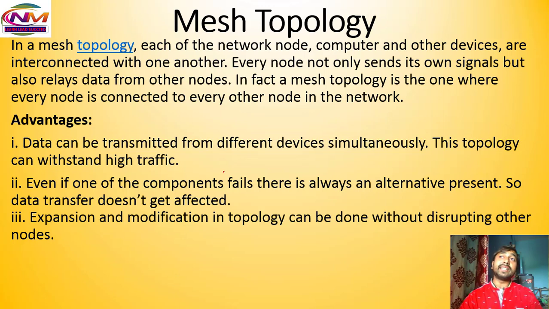Suppose that you want to send a message from machine number 1 to machine number 7, and 7 is not directly connected to machine number 1. In that case, via any other machine there will be no effect and communication will be done because alternatives are always present. Expansion and modification in this topology can be done without disrupting other nodes. Whenever we need to expand our network or do any kind of modification, it can be done without disturbing others. It can be expanded and modified very easily. So this is the mesh topology and its advantages.